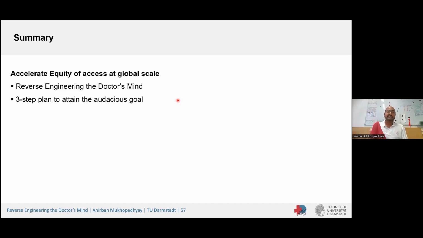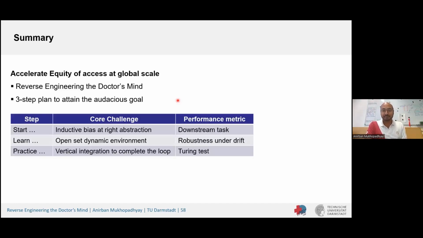And I proposed a 3-step plan for attaining the audacious goal. Yeah, this involves starting like a medical intern, learning like a resident, and practicing like a doctor. So I also talked about the core technical challenges and the performance metric that we can look at to see how good or bad we are doing.